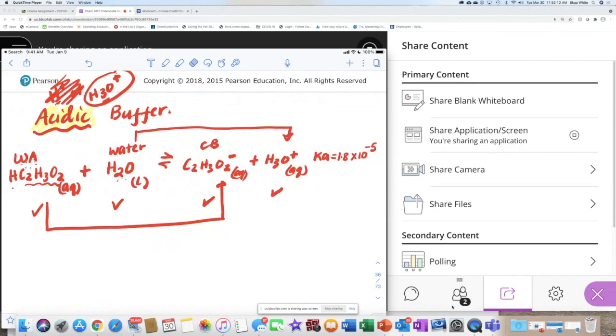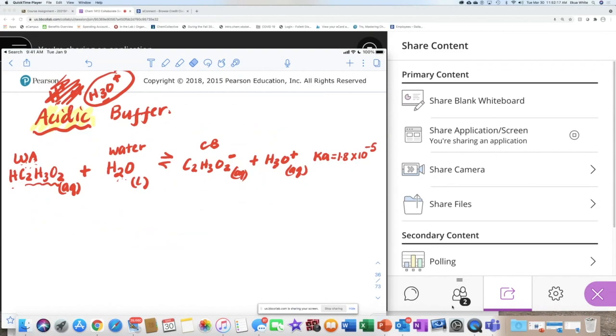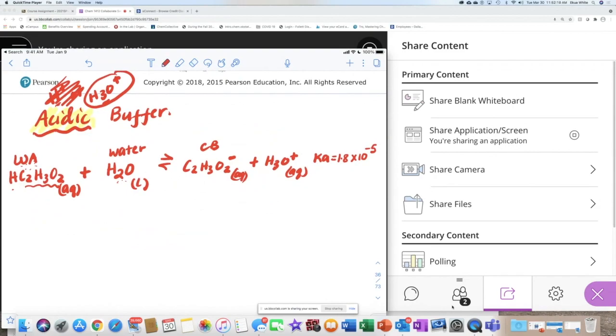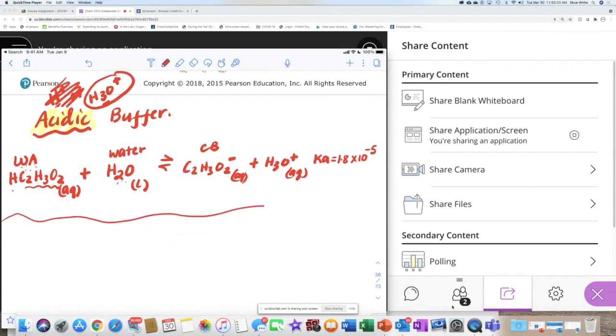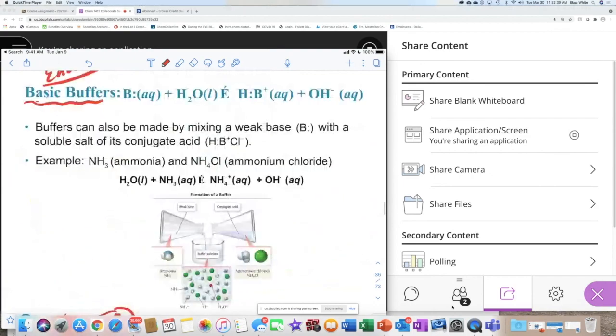Then I move on, and now I'm going to be writing a basic buffer, because I wanted us to review acidic buffer before we scaffold, build up on that, and look at basic buffer. So basic buffer is similar to acidic buffer, only this time the focus is everything basic. So we're looking at a basic buffer. I'm going to try to fit the format of the acidic buffer so we can see the difference. I'm not going to start with water.